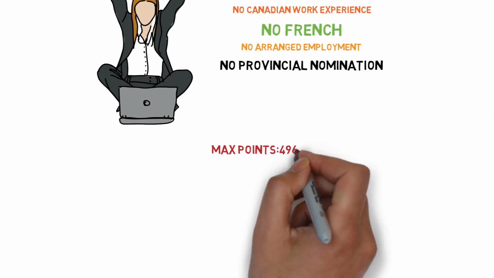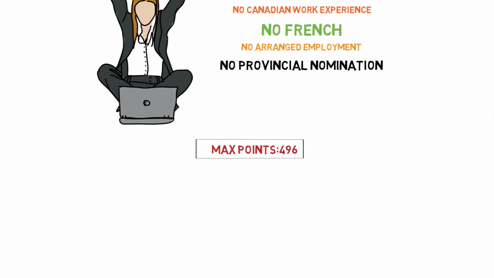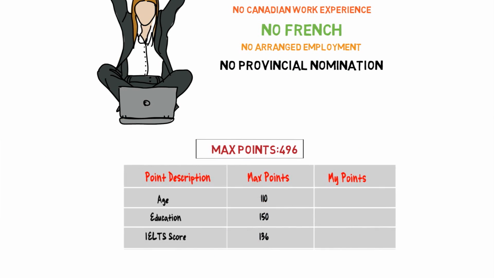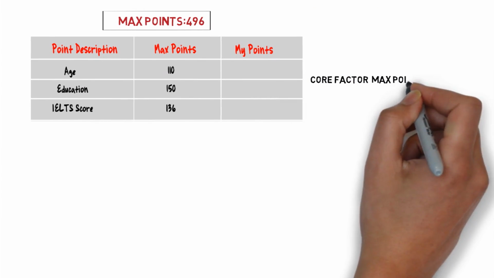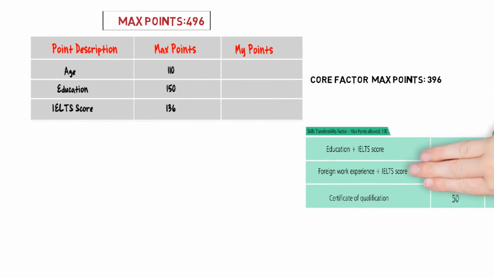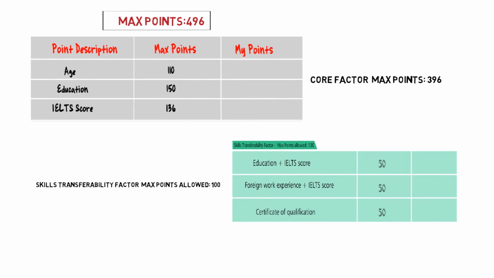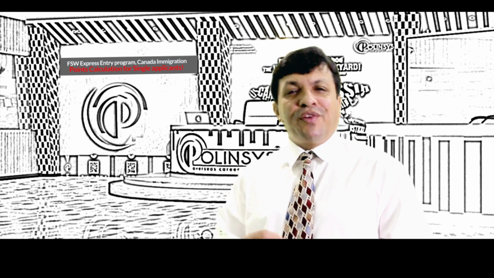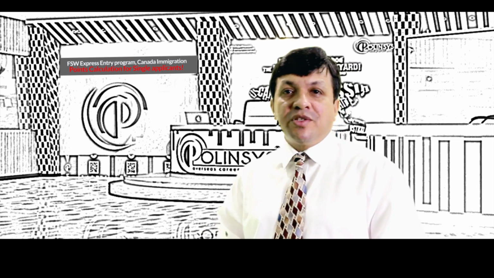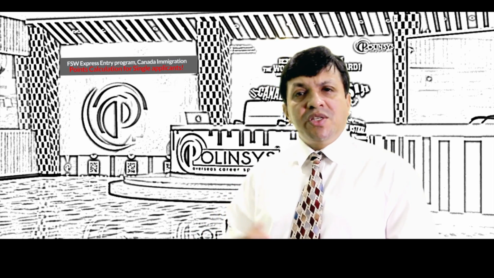If you look at the worksheet, you will notice that there are 3 sections in the core factor to be filled and 3 sections in the skills transferability factor. So there are 2 factors and 3 sections in each of those factors. The evaluation for a single applicant is different from the evaluation of an applicant with spouse or family. Therefore, I have 2 videos, one for the single applicant, which is in this video, and the other for applicants with spouse, which is in another video.